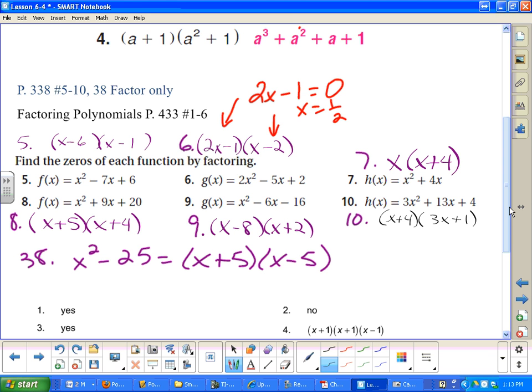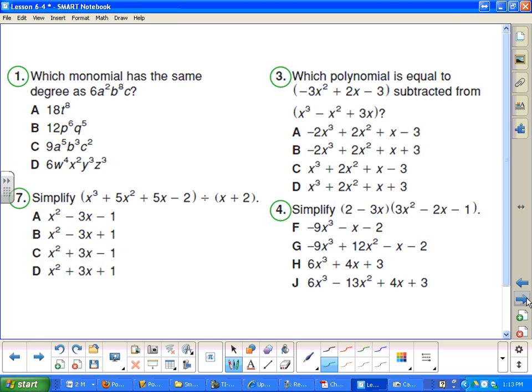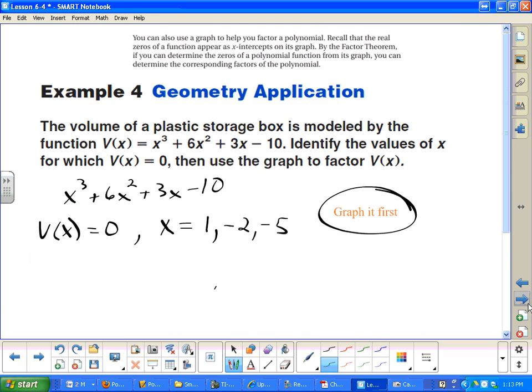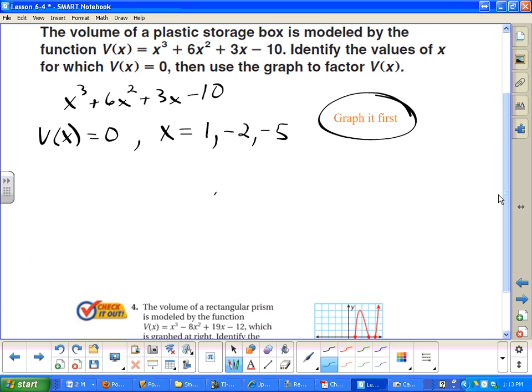Okay? Here I have zeros on number 10. I have a 0 at, well, let's use number 9. At number 9, I have a 0 at 8 and a 0 at -2. Okay? So x plus 2 would be the factor that gives me a 0 of -2, and x minus 8 would give me a factor of x minus 8. So this means then I can write this in factored form.